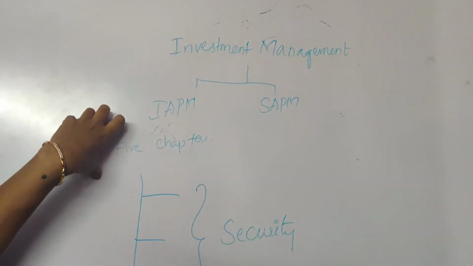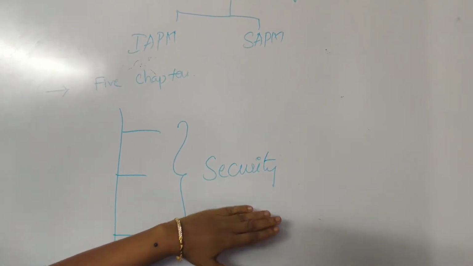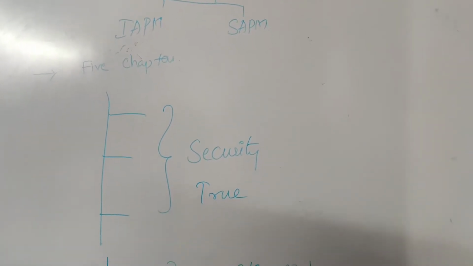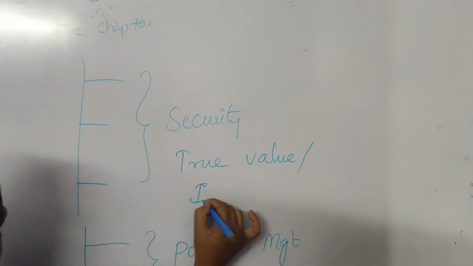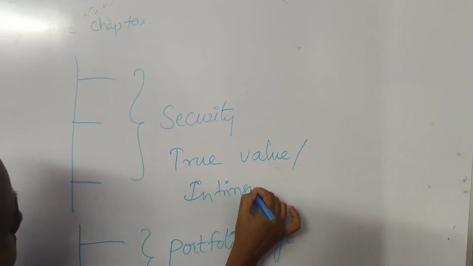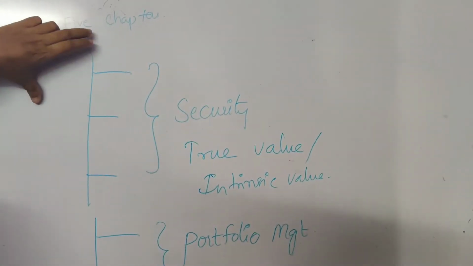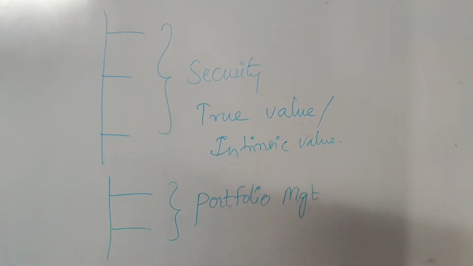This is divided into 5 chapters. The first 3 chapters deal with security, meaning the intrinsic or true value of the security, which will come in security analysis. The risk involved in that investment will also be dealt with in these first 3 units, and the last 2 units will be with portfolio management.